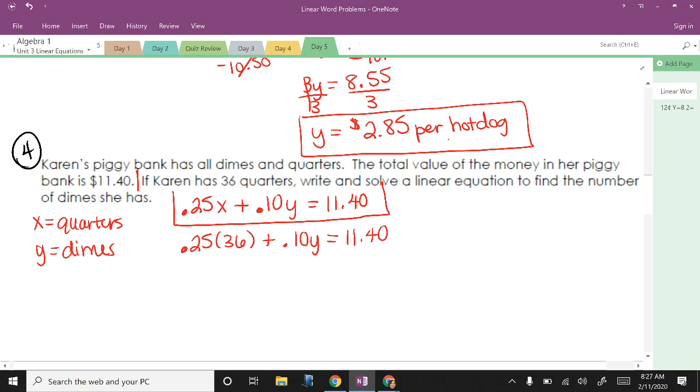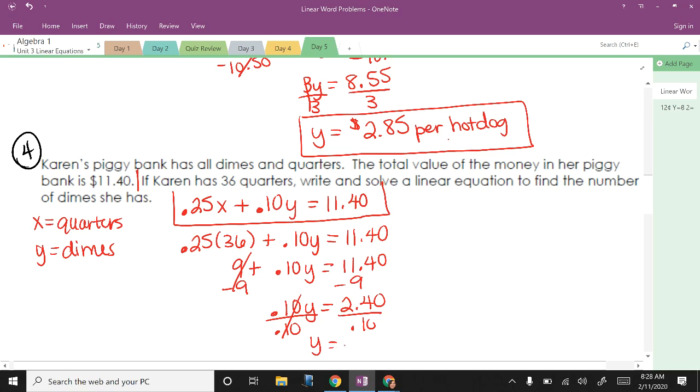Now I need to multiply 0.25 times 36, so y'all help me with that. I trust you. I just want to see what my calculator does. 9. So 9 plus 0.10Y equals 11.40. All right? So now how do I solve for Y? Subtract 9. So 0.10Y equals what? What's 11.40 minus 9 whole? 2.40. $2.40. Divide by 0.10.